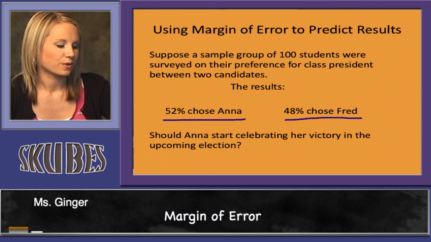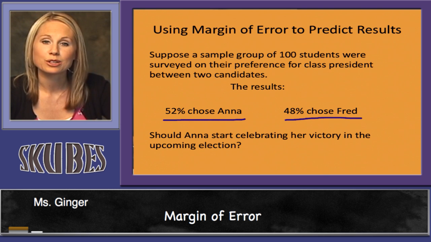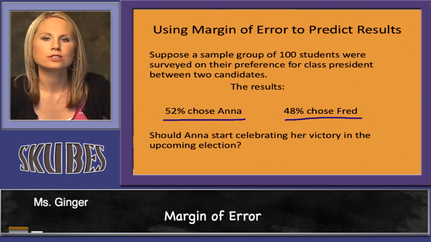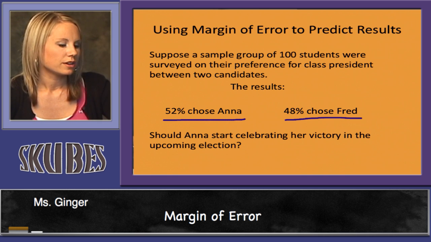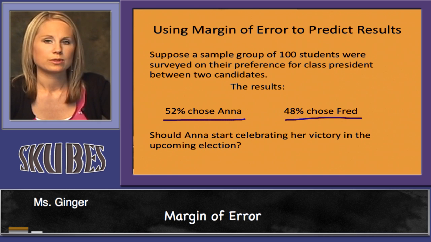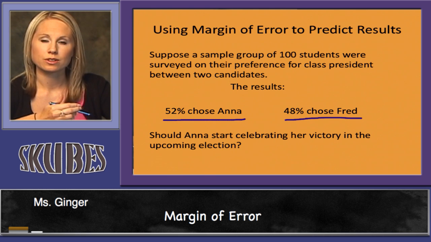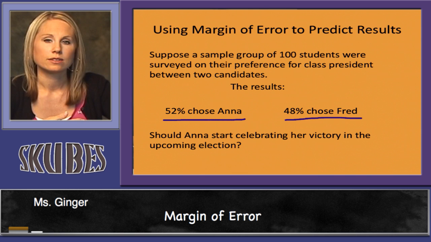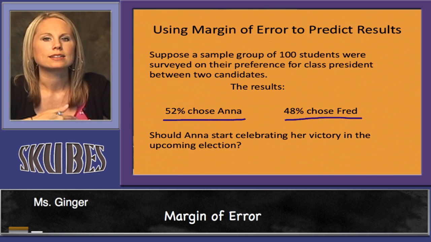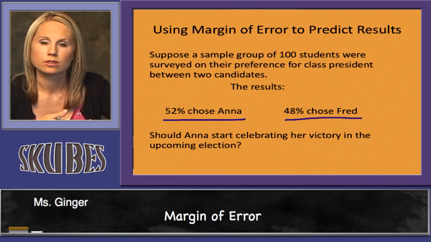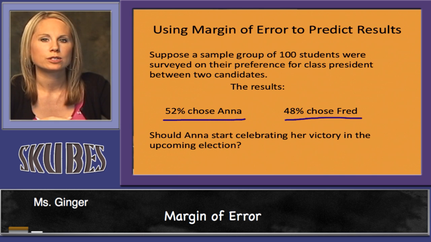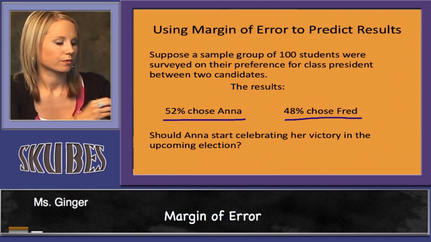So we would like to know, can Anna start celebrating her victory right now and be for sure that she's going to win this election in the next few days? What we're going to do is take our sample size and calculate the margin of error, because we have to take into consideration that there's going to be some error in the survey, meaning we may not get exactly the same percentages in our actual election. So let's find out where our percentages are more likely to fall.